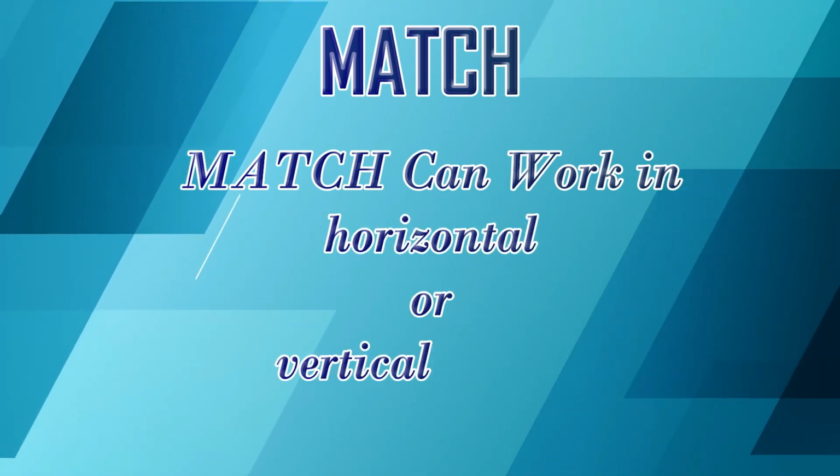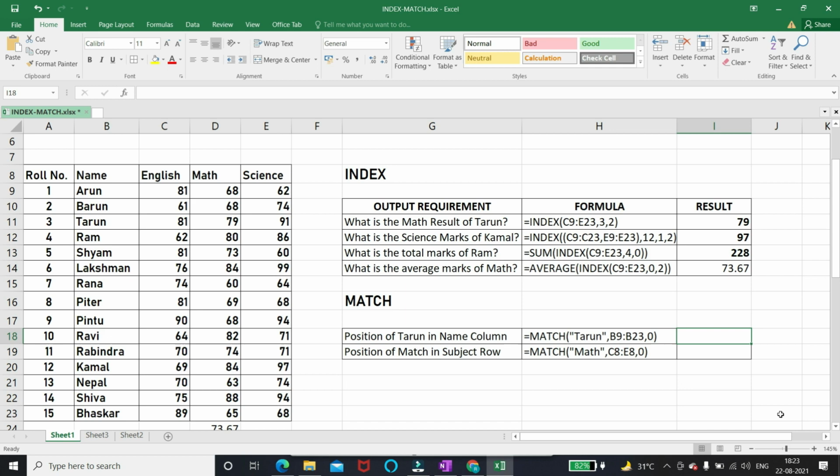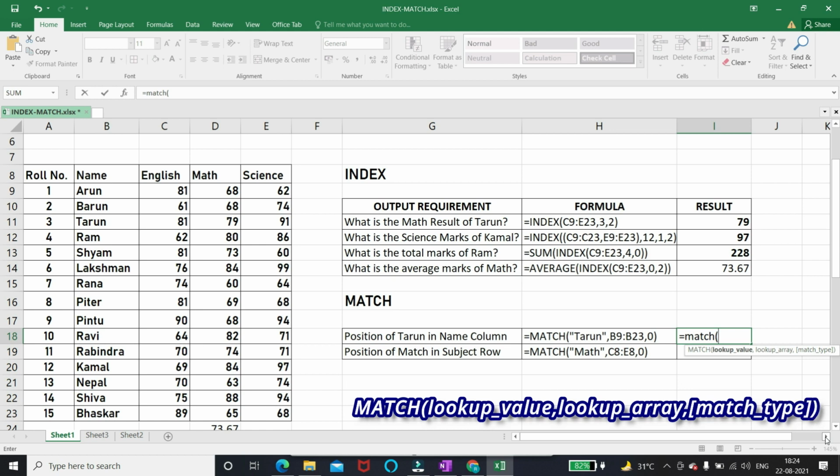MATCH can work in horizontal or vertical ranges. In our previous example, suppose we want to know the position of Tarun in the name column. For that we have to apply the MATCH function. MATCH takes 3 arguments. First one, lookup value, which tells what to match. In our case it is Tarun.